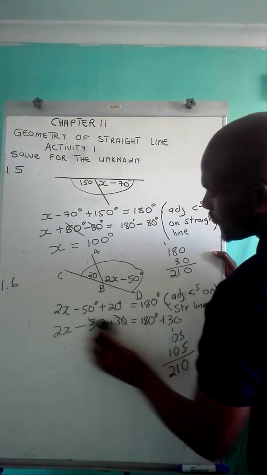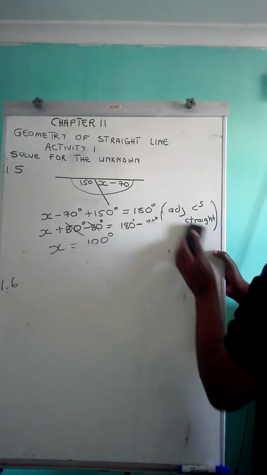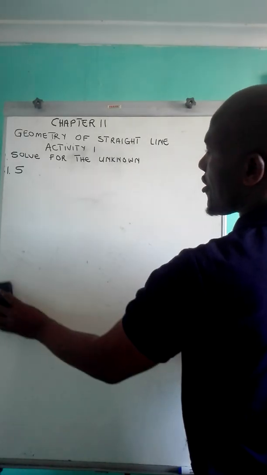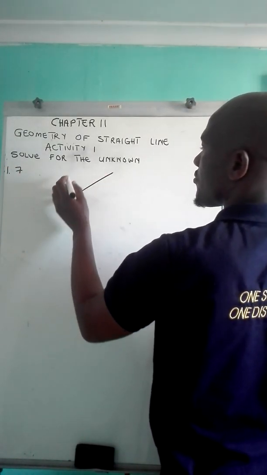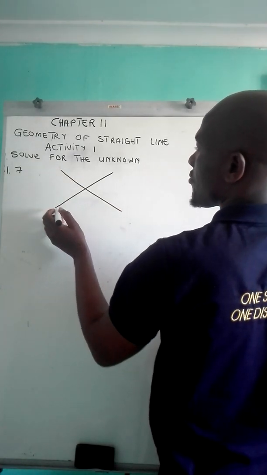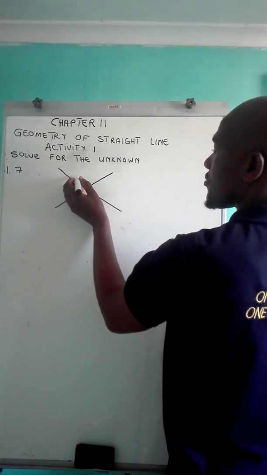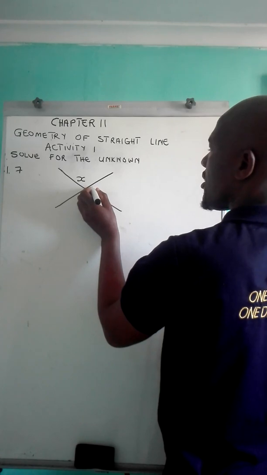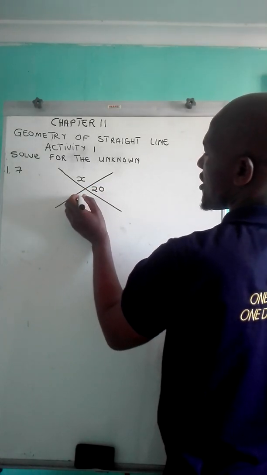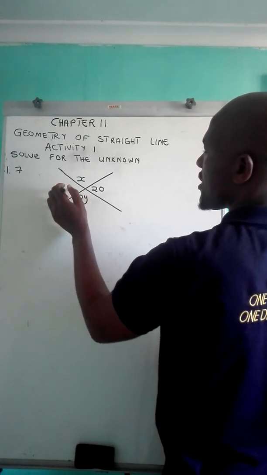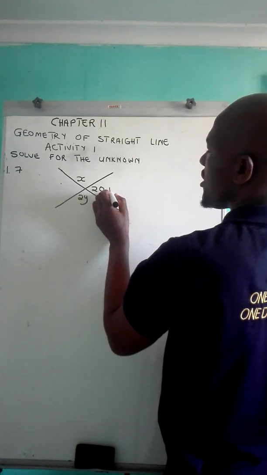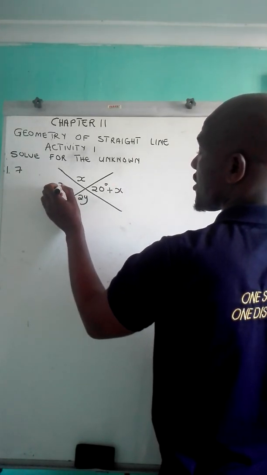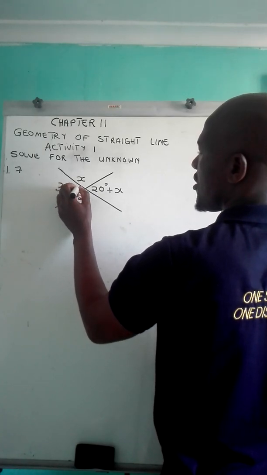Okay, 1.7. It's x plus 20, it's 2y, and it's 20 plus x, it's 30 minus y.